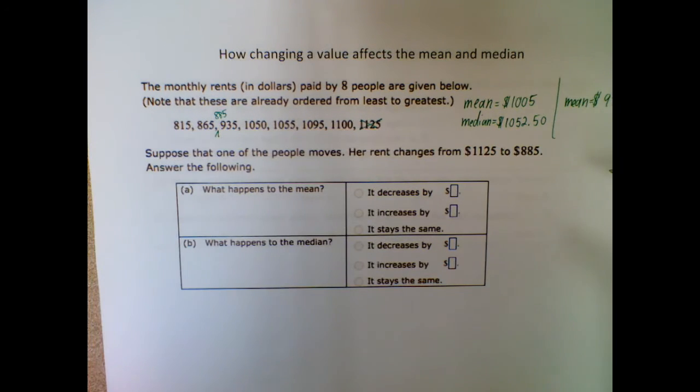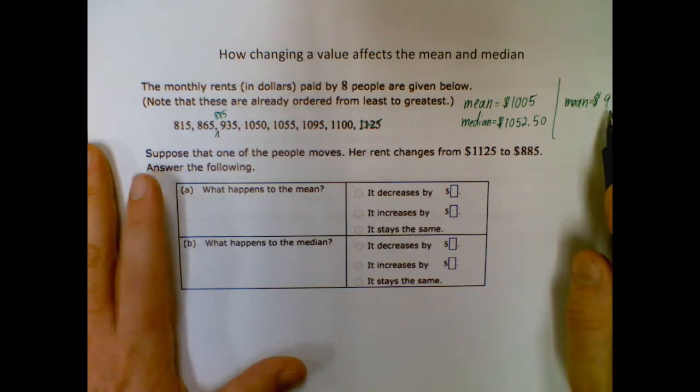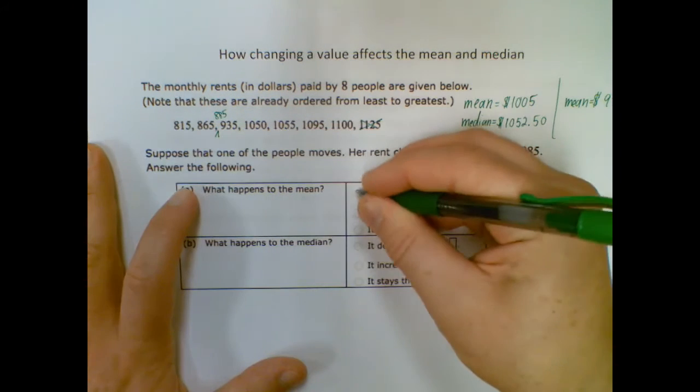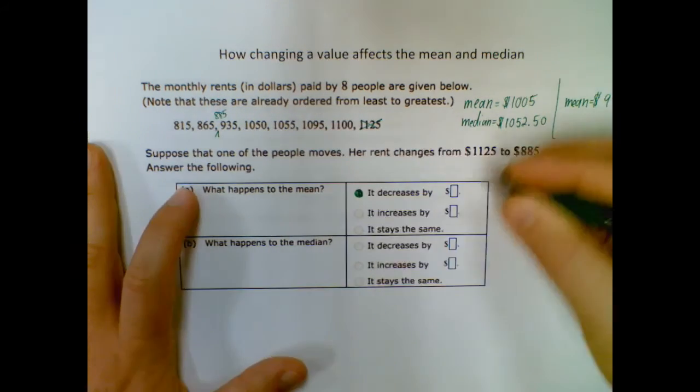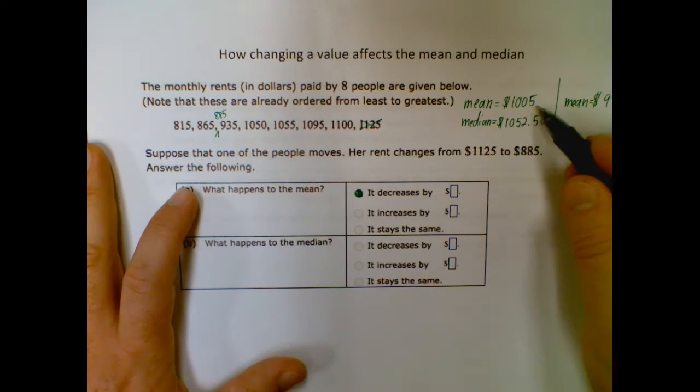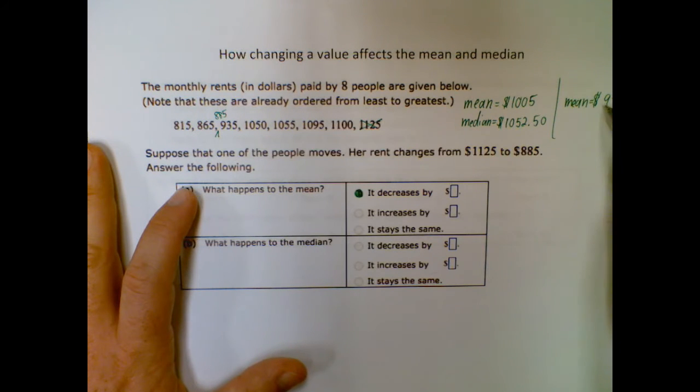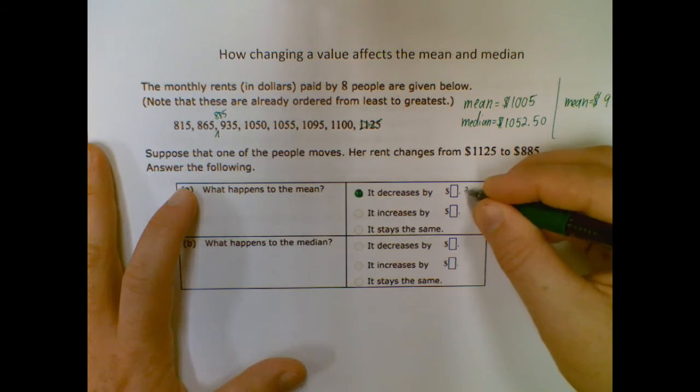Okay. So what happens to the mean? It decreases. And then by how much? So we just do 1005 minus 975, and we find out that it went down by $30.